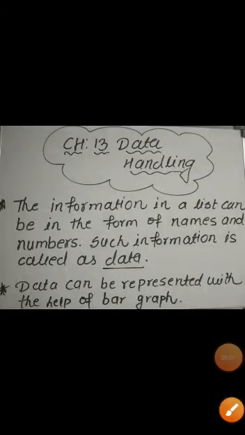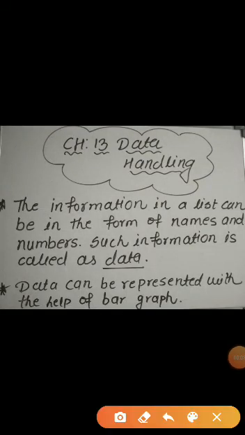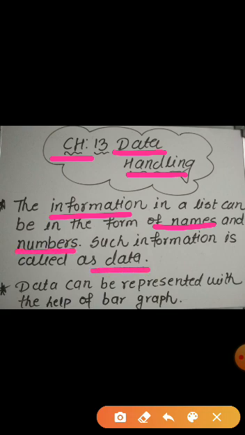Students, today I am going to start the new chapter, that is chapter number 13, data handling. What do you mean by data? The information in a list can be in the form of names and numbers. Such information is called data. Data can be represented with the help of pictograph, circle graph and bar graph as well.